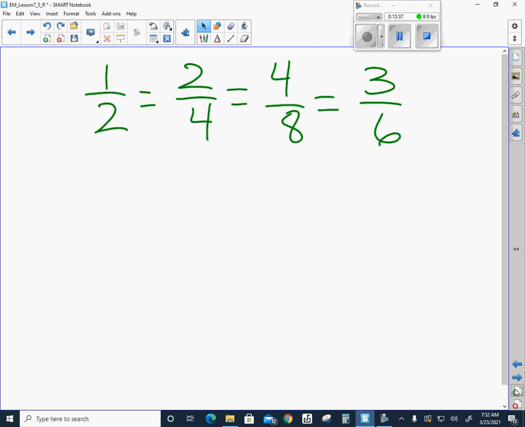We're going to talk about those fractions a little bit more in another lesson, but I want you to take a look at those fractions and see what you notice. All right, boys and girls, that is it for lesson 7-5.